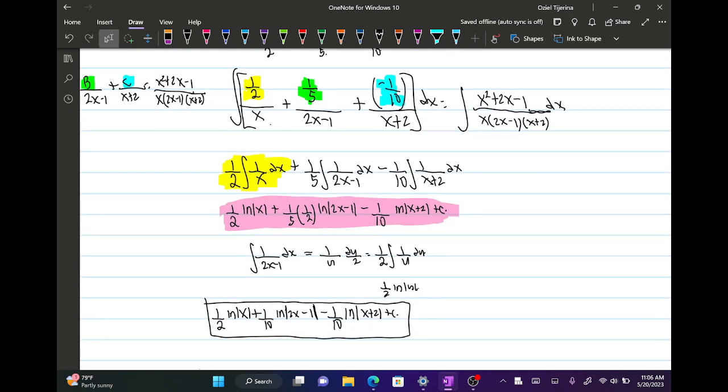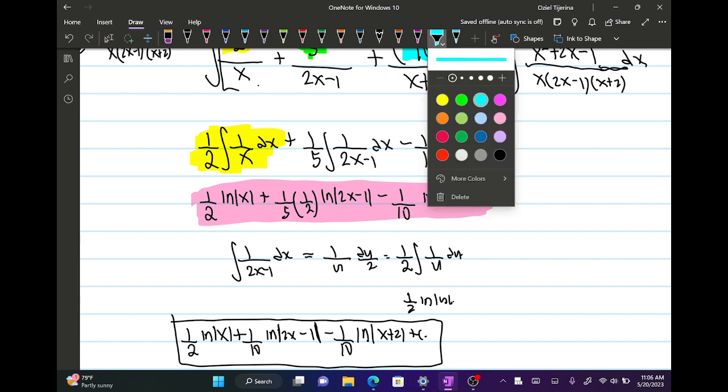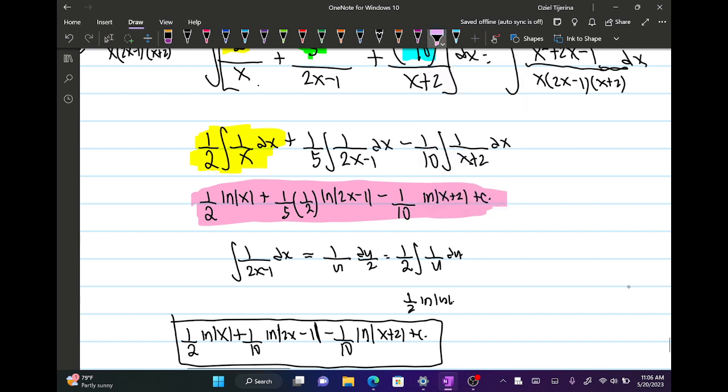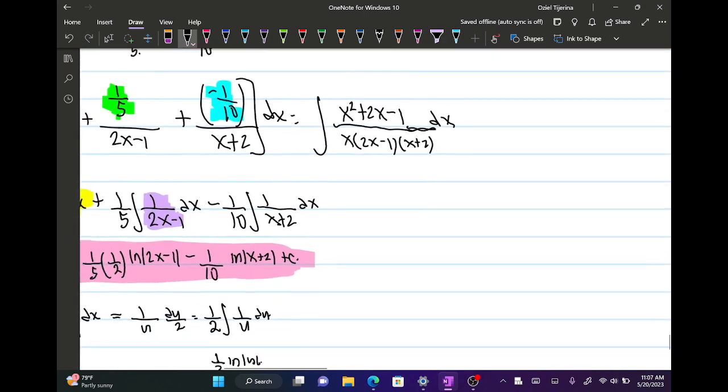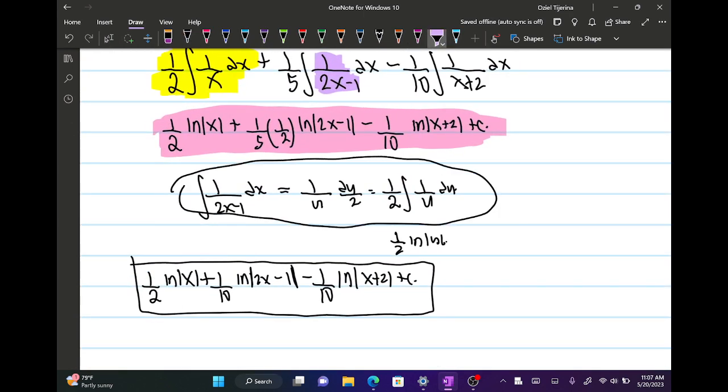And now I separated them into 3 different integrals. Now, of course, what I did on the side, because this integral here, I had to do it separately. I did this integral separately, right here. This was the whole thing of this. So I ended up with 1/2 ln of the absolute value of u, which was ln of the absolute value of 2x minus 1. Then I multiplied that by 1/5. So that's why I got this right here.